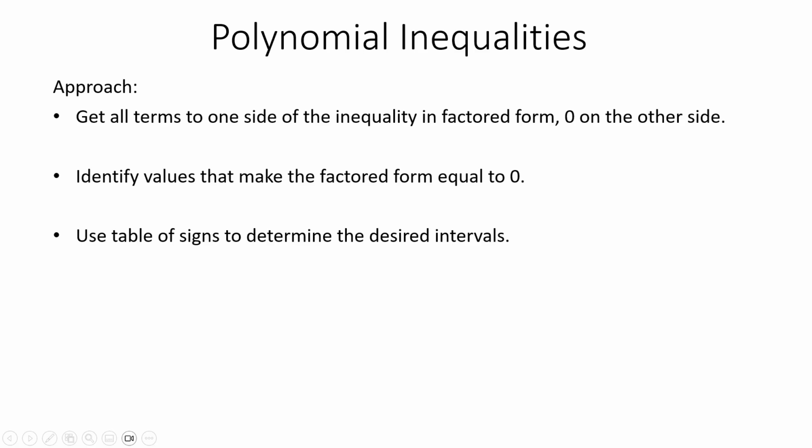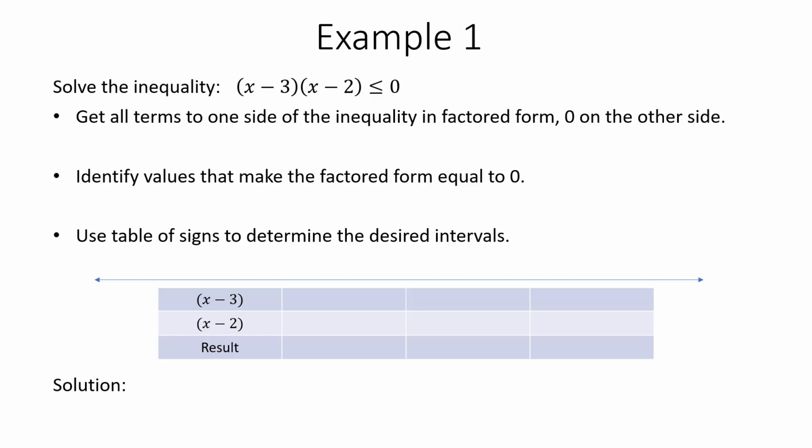Class. Today we're going to go over polynomial and rational inequalities. Our approach today is we want to get all terms to one side of the inequality in factored form and 0 on the other side. Then we are going to identify values that make the factored form equal to 0. We will then use a table of signs to determine the desired interval.